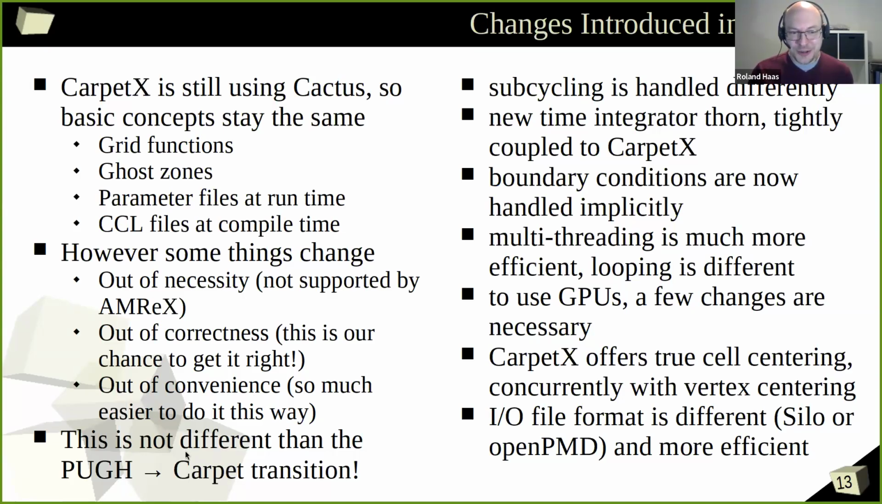I may point out this is not actually any different from what happened when there was a transition from PUGH, the Unigrid driver, to Carpet. There's a benefit that drove people to use Carpet, even though there was a cost transitioning. The same is true here.